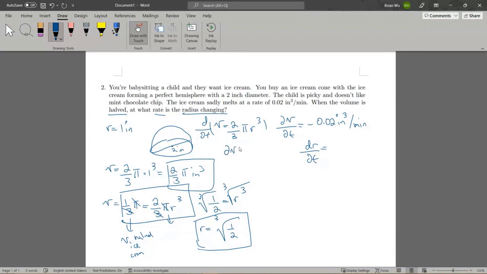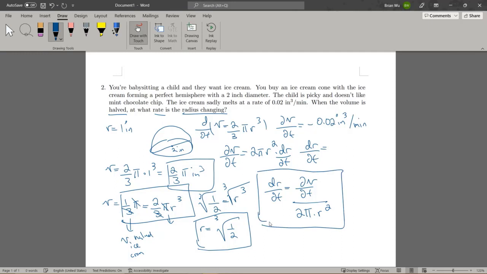That gives us dV over dt is equal to the derivative of this one, which cancels out that 3. So that's going to be 2 pi r squared, and because of the chain rule, we have to put dr over dt. We're going to solve for dr over dt, which means that dr over dt is equal to dV over dt divided by 2 pi times r squared. So this is the equation that we have.